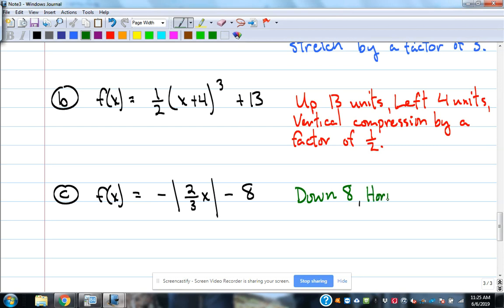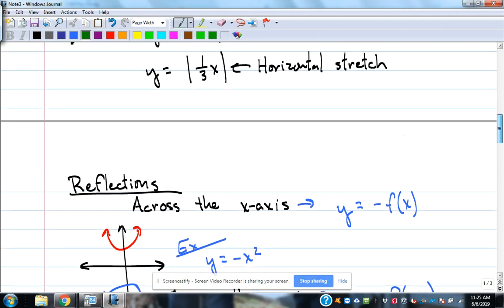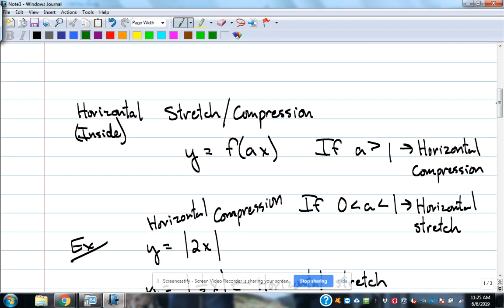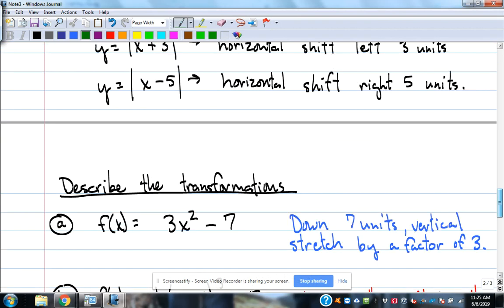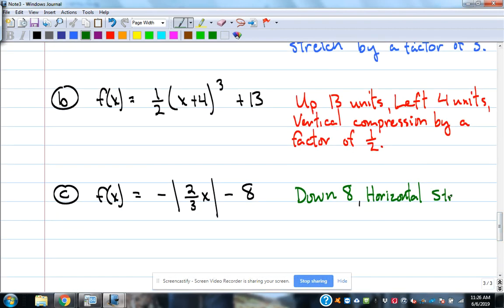It's going to be a horizontal something. Is it a stretch or compression when multiplying by 2/3? Look back at your stretch and compression notes. If that number is on the inside and it's between 0 and 1, so it's a smaller number, it's going to be a horizontal stretch by that number. Horizontal stretch by a factor of 2/3.